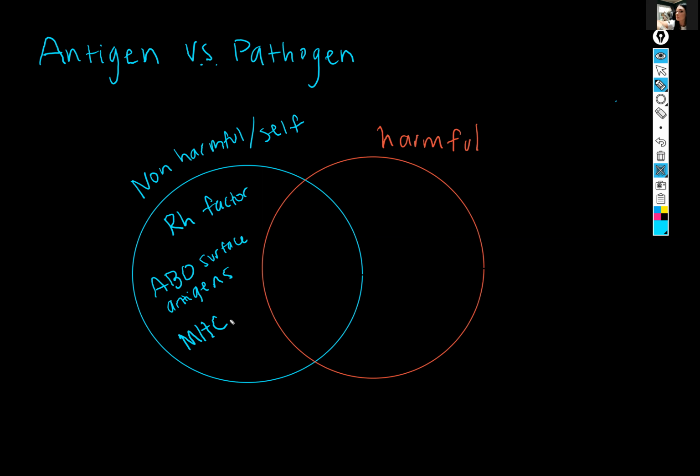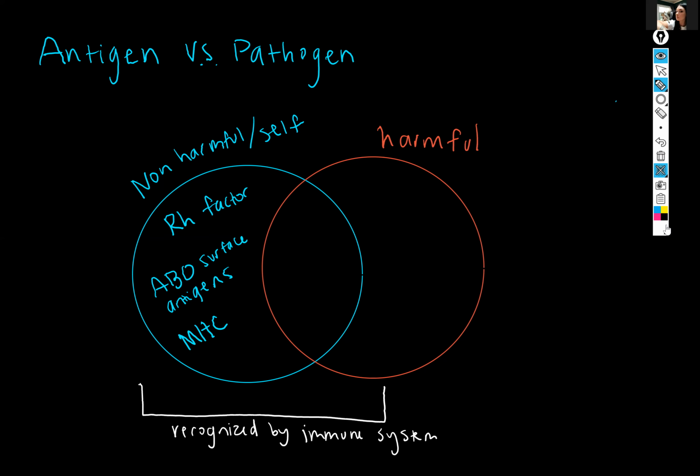So all of the things here, so the middle zone and the blue zone include proteins or other chemicals that are recognized by the immune system. So let's fill in the middle bubble here. So things that are harmful and are recognized are some pathogens. So not every pathogen is able to be recognized by the immune system, but some are, especially ones you've had before.